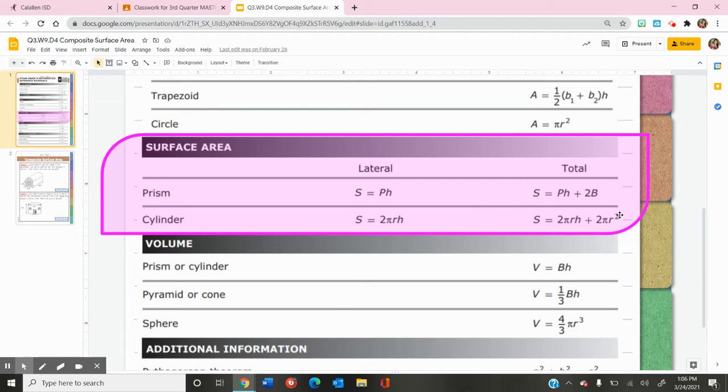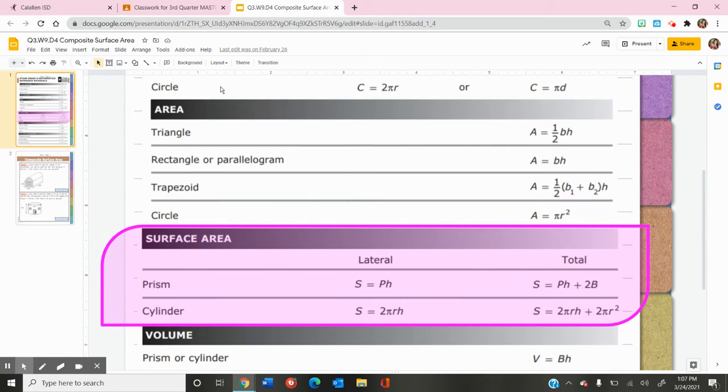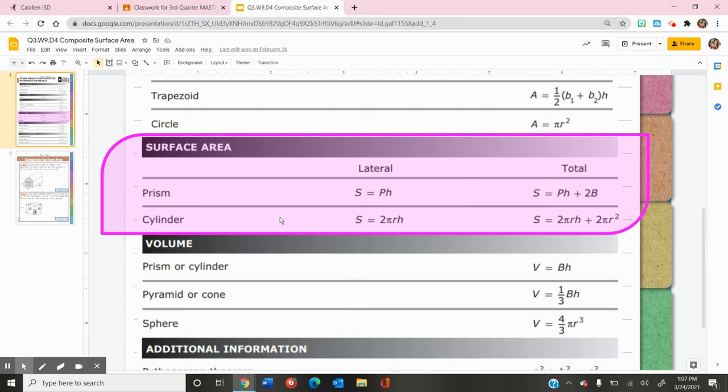P stands for perimeter of your base, and on a rectangular prism, your base is always the bottom. For a triangular prism, your bases are always the triangles. And then the h is going to be the height of our prism, so that's the distance between our two bases. And then we want to add 2 times the area of our base. Depending on what your base shape is, that's what's going to determine what formula you're going to use for the area of your base. And again, the formulas for area are right here.